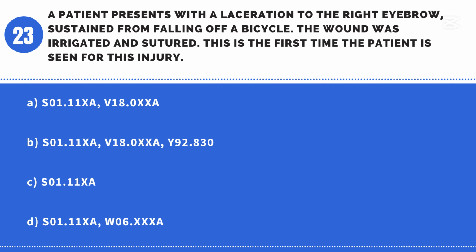Question 23. A patient presents with a laceration to the right eyebrow, sustained from falling off a bicycle. The wound was irrigated and sutured. This is the first time the patient is seen for this injury. A. S01.11XA, V18.0XXA. B. S01.11XA, V18.0XXA, Y92.830. C. S01.11XA. D. S01.11XA, W06.XXXA.